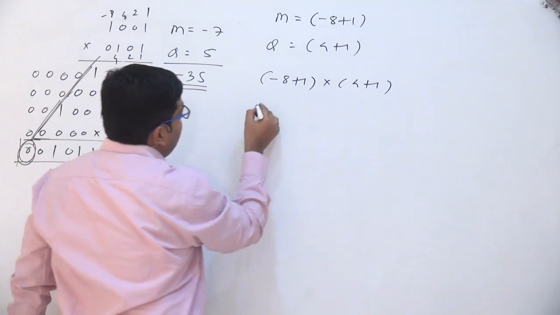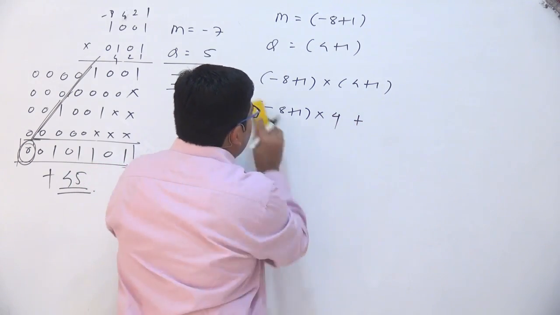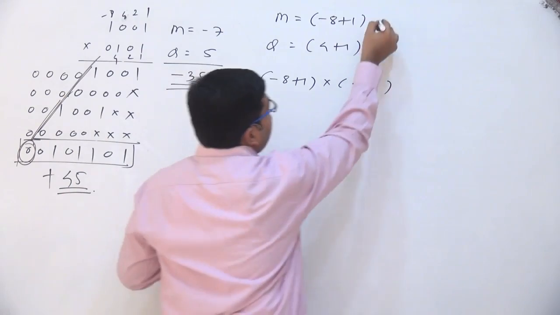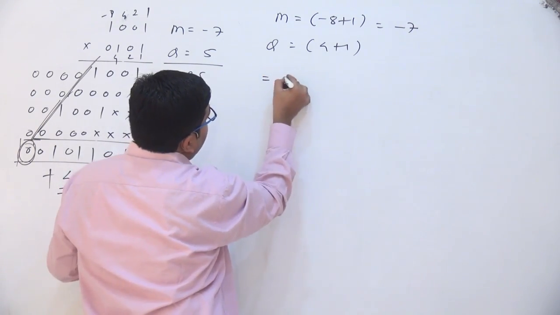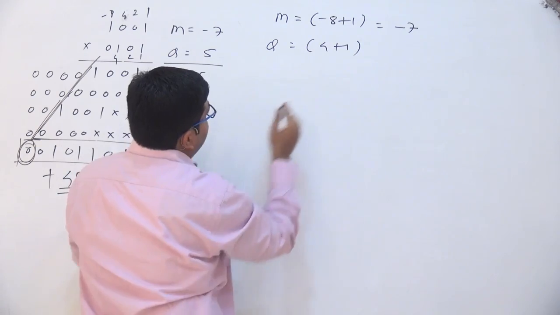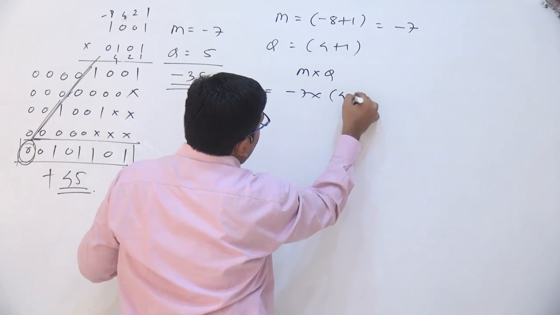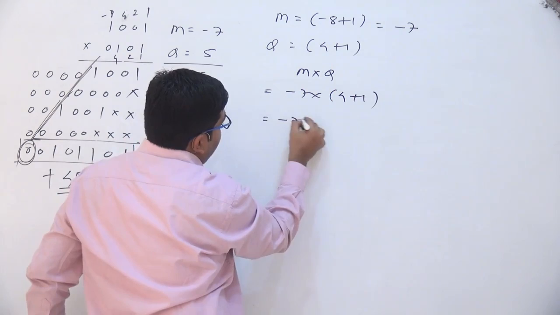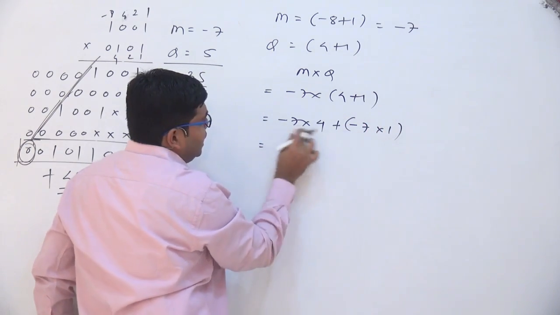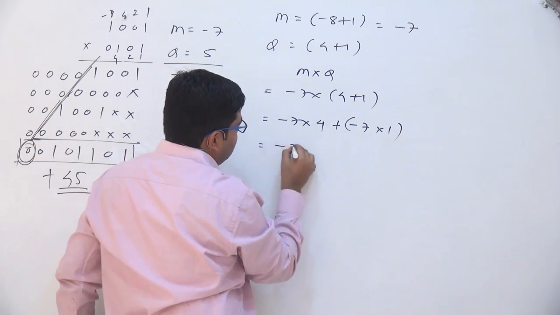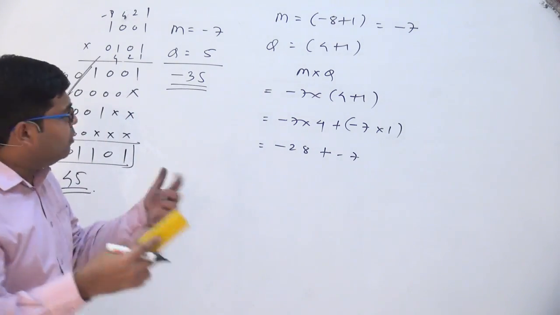Let's solve minus 8 plus 1. Minus 8 plus 1 is equal to minus 7. So m multiplied by q is equal to minus 7 multiplied by q, which is equal to minus 7 multiplied by 4 plus 1, that is minus 7 multiplied by 4 plus minus 7 multiplied by 1. Now minus 7 multiplied by 4 should be equal to minus 28, and minus 7 multiplied by 1 should be equal to minus 7. Or we can do it in more detail like this.